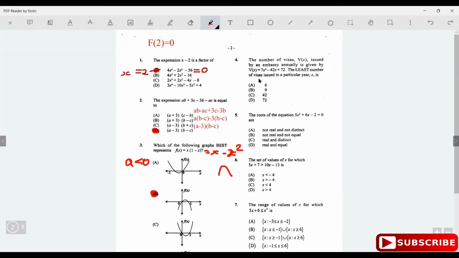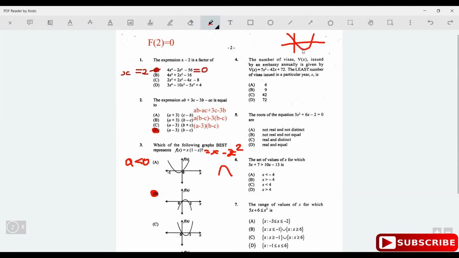Number 4. It says the number of visas issued by an embassy annually is given by V of x is 7x squared minus 42x plus 72. Find the least number of visas issued in a particular year. To find the least number of visas, you need to complete the square and find the y value at the turning point. That will be the least number of visas. This is a quadratic function.